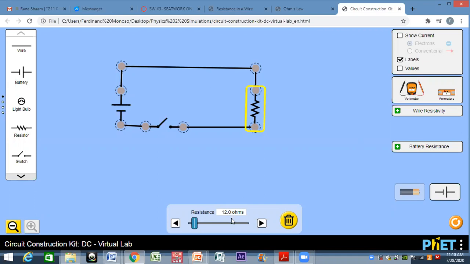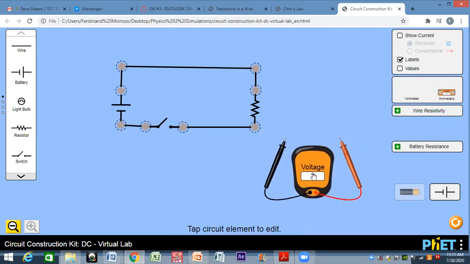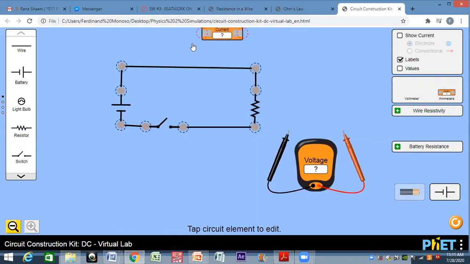And our question is, how much will be our current? We have now to measure the voltage across our resistor. So there are two things that we need here. We need a voltmeter and an ammeter.